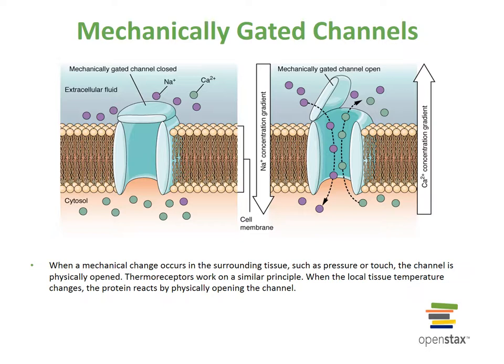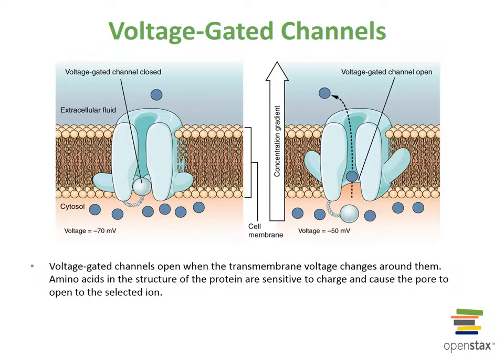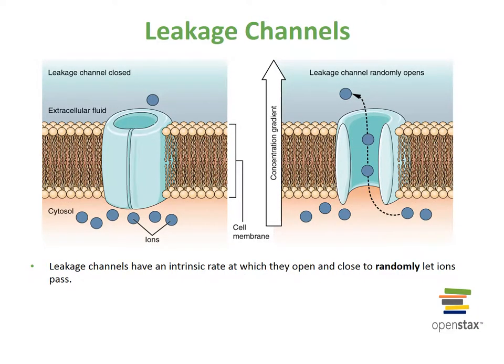Mechanically gated channels open in response to some physical deformation of the membrane surface, which again can be caused by touch, pressure, or vibration. And voltage gated channels open in response to changes in the membrane's potential. Leaky channels, remember, are always open, and they allow for only certain ions to pass through.